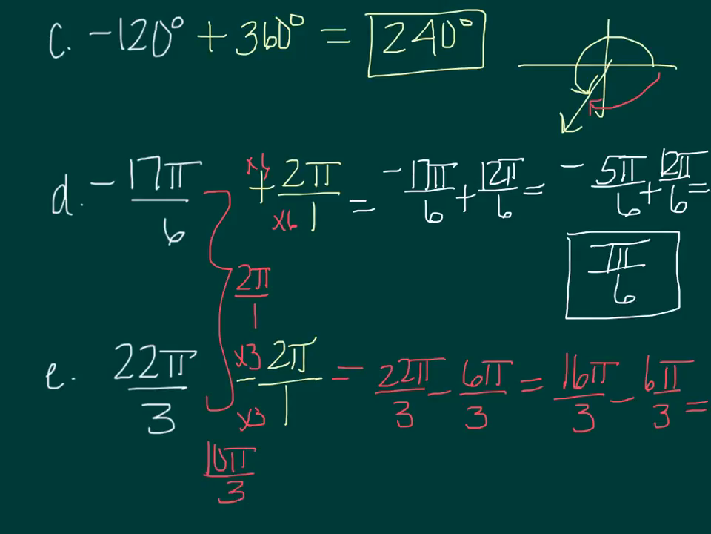3 divides into 10 more than 2 times. So you have to subtract again. So that gives us 4 pi over 3. Now we got something that's less than 2. 3 divides into 4 less than 2. So that's your coterminal angle.